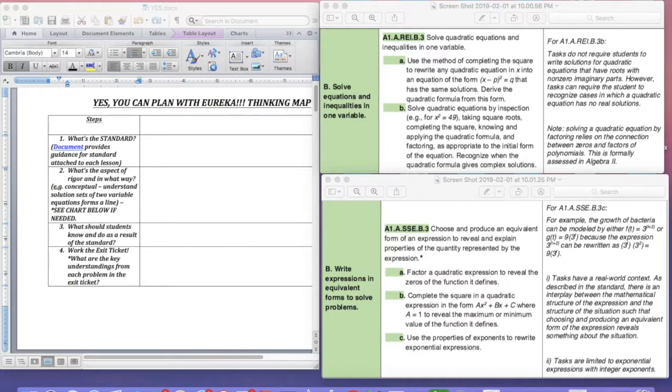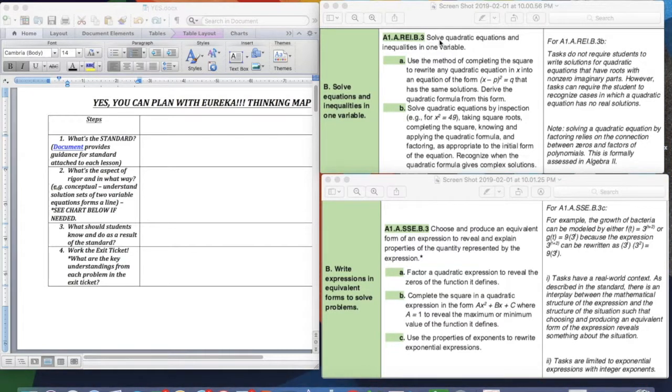Alright, so the first thing that we want to do is start with what is the standard of the lesson. And this is included in the curriculum map. The standards for lesson 11 are A1.A.REI.B3 and also A1.A.SSE.B3A. So let's first take a look at REI B3A.